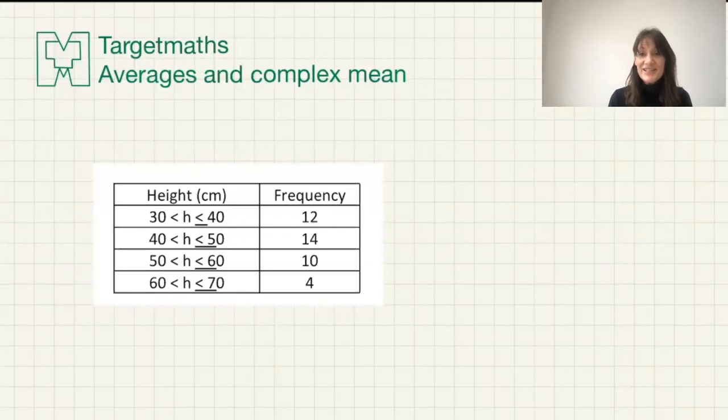Okay, welcome to session 7. We're looking at averages and the mean in a more complicated question. The averages at this level are going to be linked to tables, so that's what we will be working on.